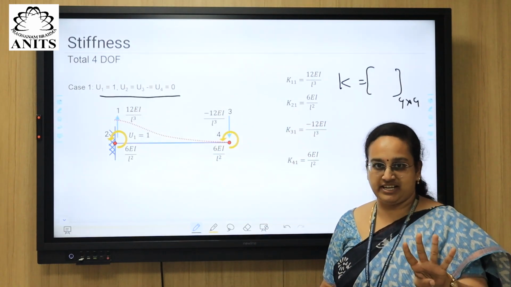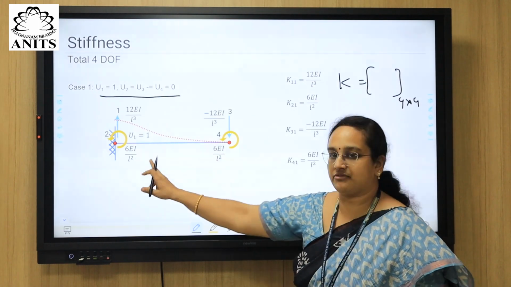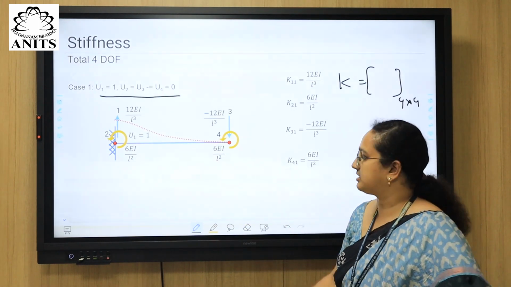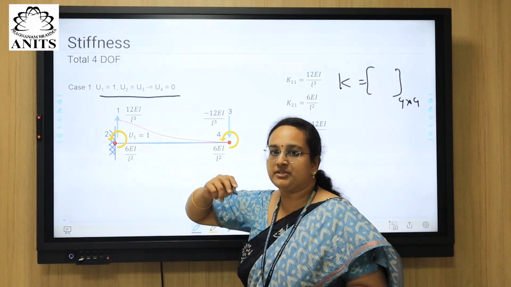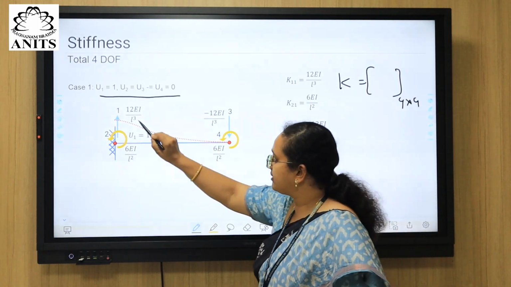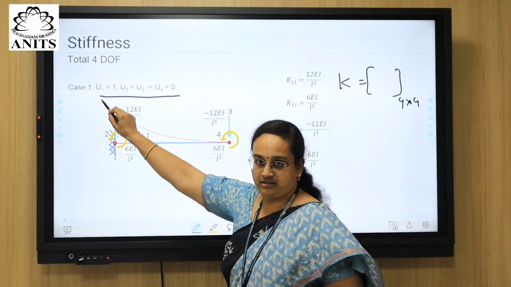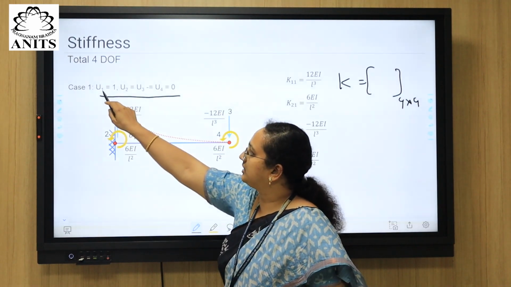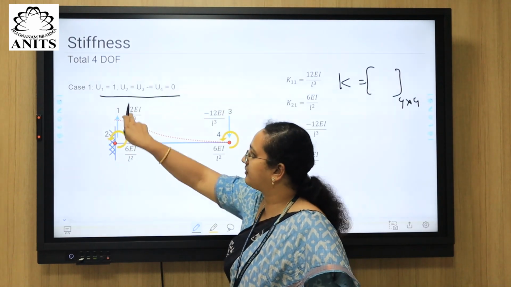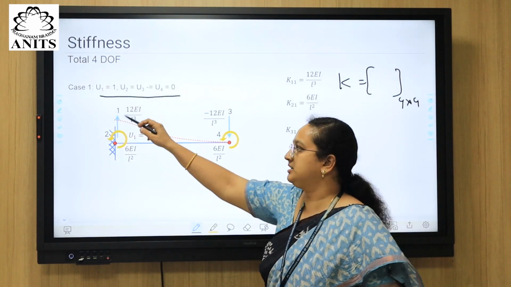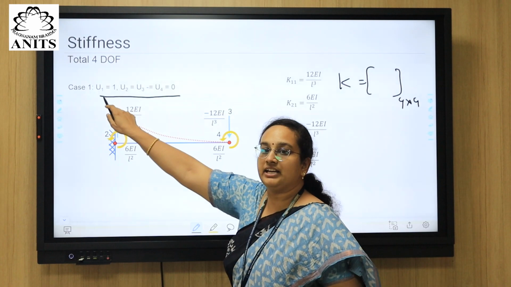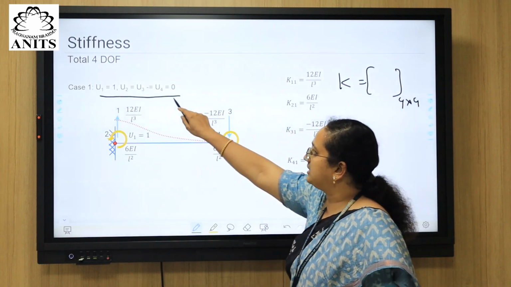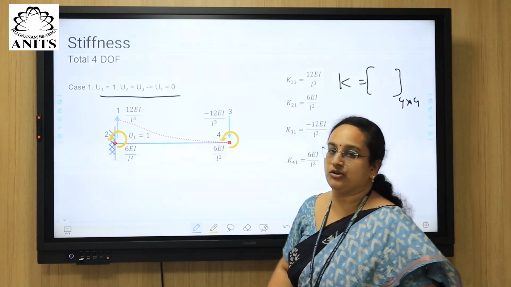So there are 4 displacements. When we are defining 4 degrees of freedom, there are 4 displacements: 1, 2, 3 and 4. As per the definition of stiffness, if we need to get K11, which is the stiffness in degree of freedom 1, what we are trying to do is apply unit deformation in 1 degree of freedom, and all other degrees of freedom are left at 0.